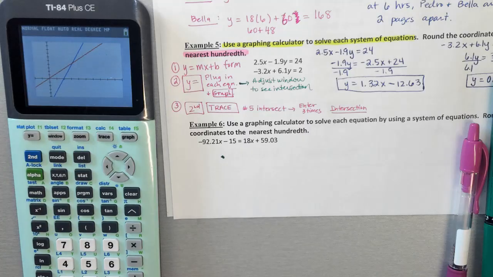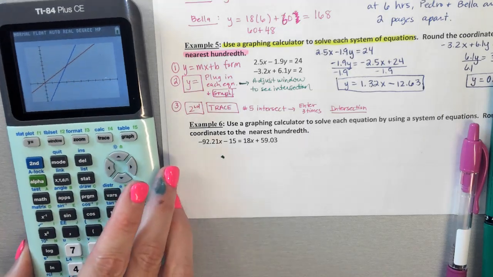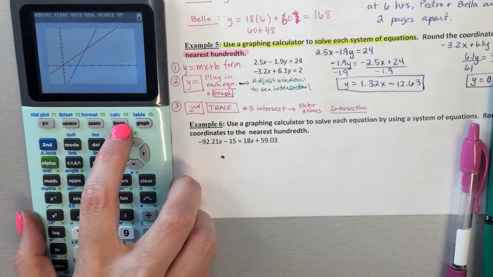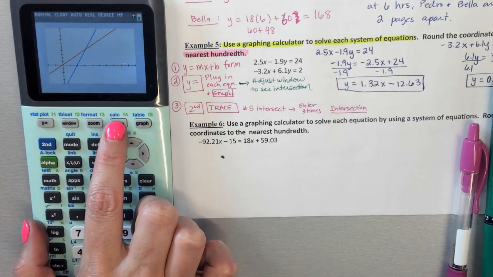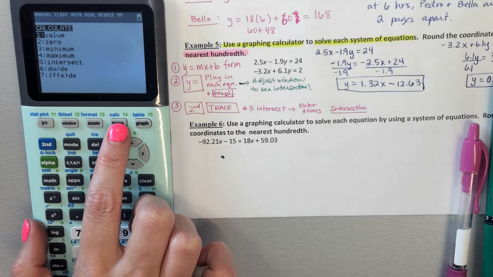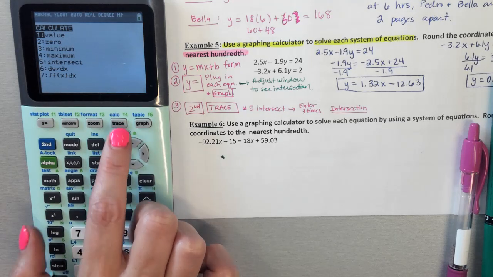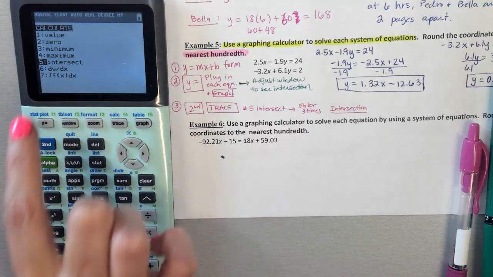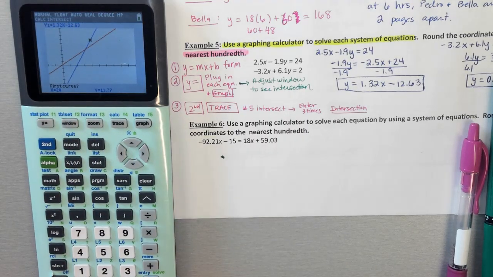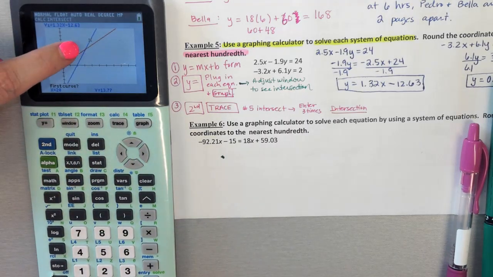Okay, so we're going to hit second, trace. The trace is going to be right here. So I'm going to press second, trace. Then you can either arrow down to 5, or if you just press 5, it does it for you. So intersect is 5. Now you have to press enter.